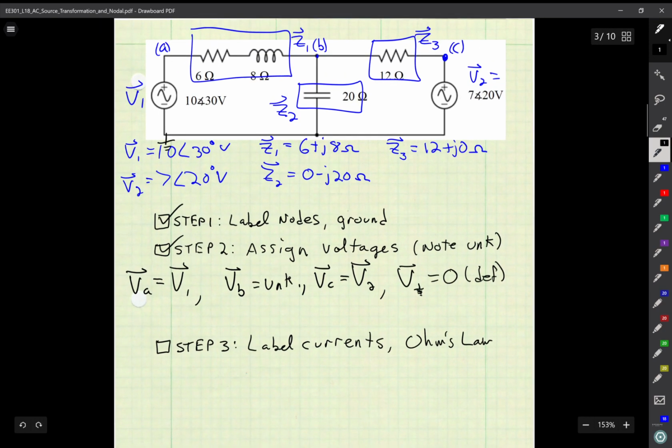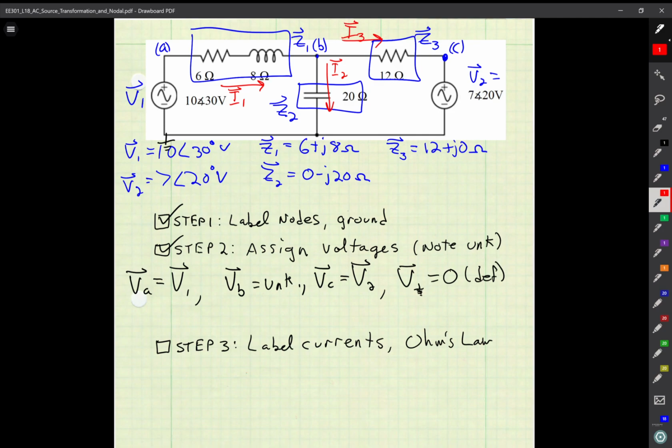Step 3 is to label the currents. Okay, so I'm going to go ahead and do that. I'll call this current here capital I1. I'll call this current here capital I2. And I'll call this current here capital I3. Could I have put those currents in the opposite direction as I label them? Yes. And if you follow the steps exactly, then the math will take care of itself. And if I have a negative value, it just means that my arrow is pointing in the opposite direction. So that's not a problem.